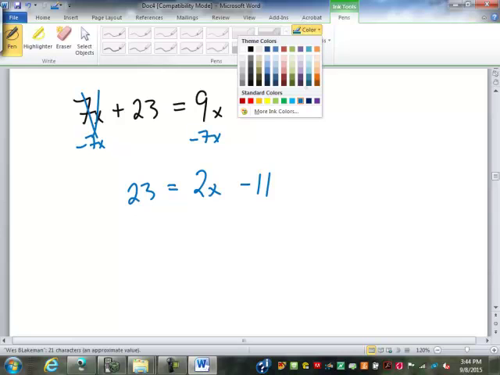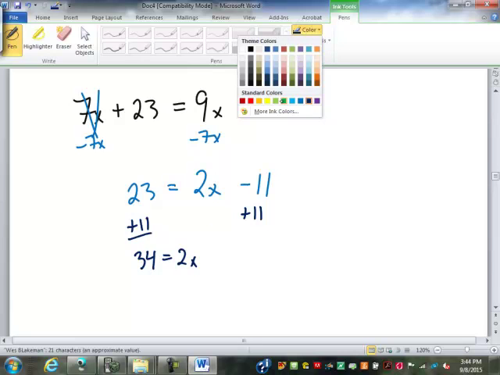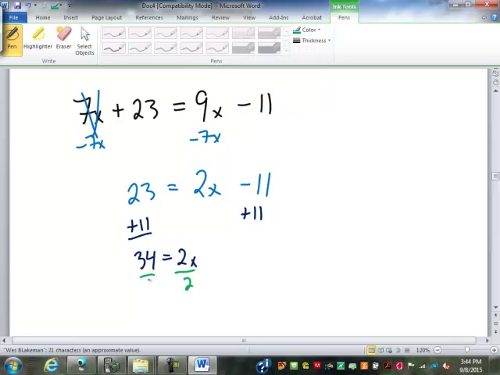Now what? Add 11. So 34 equals 2x, and then we divide by 2. Very good. So 17 equals x.